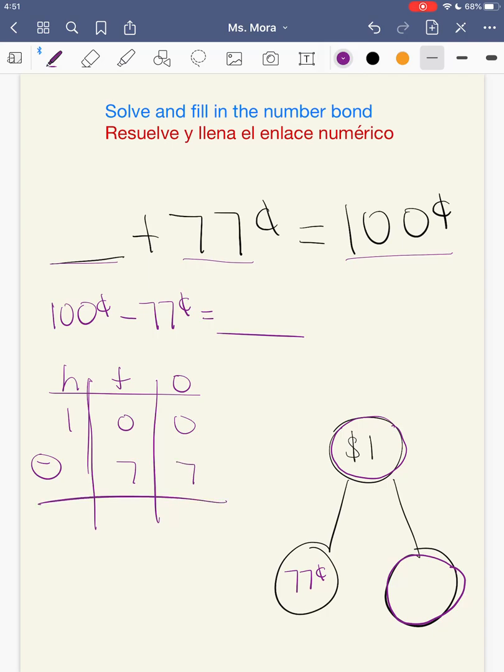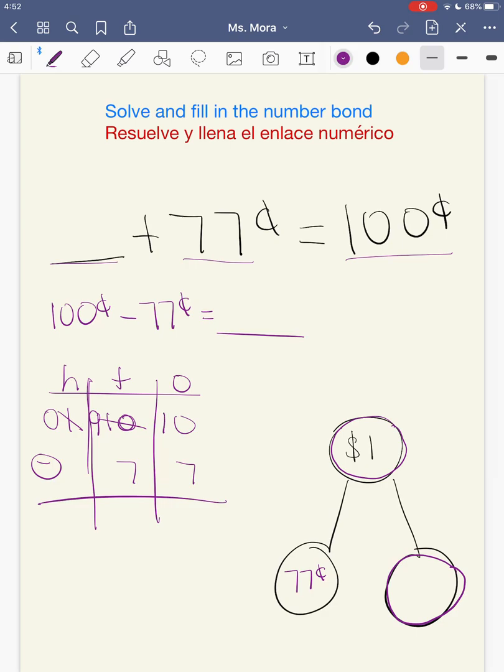And again, I'm going to start in my ones place. So 0 minus 7. I don't have enough, so I'm going to go over to my tens place. But oh, I only have 0. So I'm going to go over to my hundreds place. I'm going to decompose. So now I have 0 ones left. Bring it over to my tens place. Now I have 10 tens. I'm going to decompose. So I have 9 now. And now I have 10 ones.